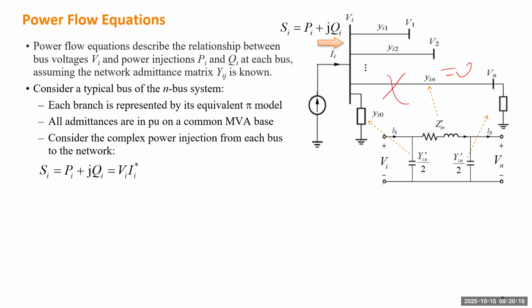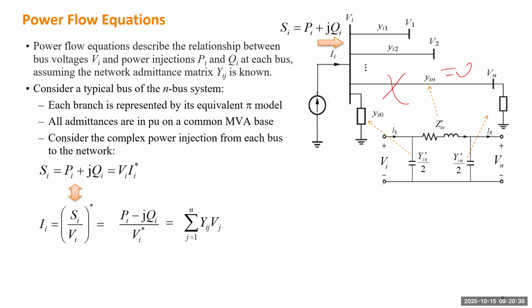If we assume a common power base, MVA base, every admittance will be changed into a per unit value. So we start from the definition of the complex power at every bus, which is the product of the voltage phasor and the conjugate current phasor.